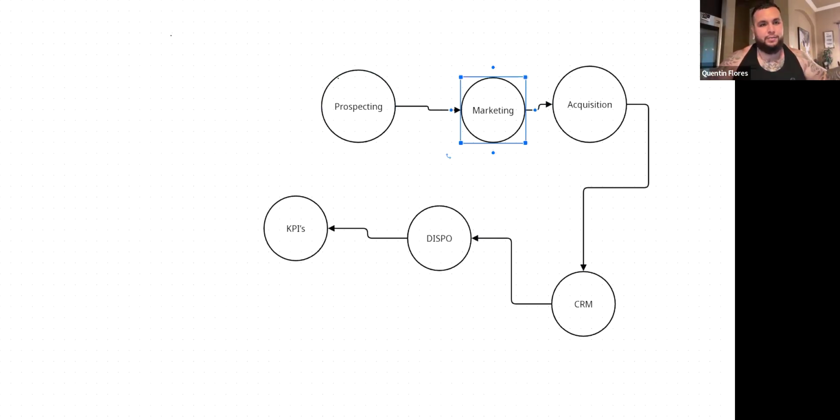Now, how are we going to reach out to these people? Are we going to cold call them? Are we going to text them? Are we going to send mail? Are we going to knock on doors? Are we going to hang up bandit signs? Are we going to go and maybe network, right?